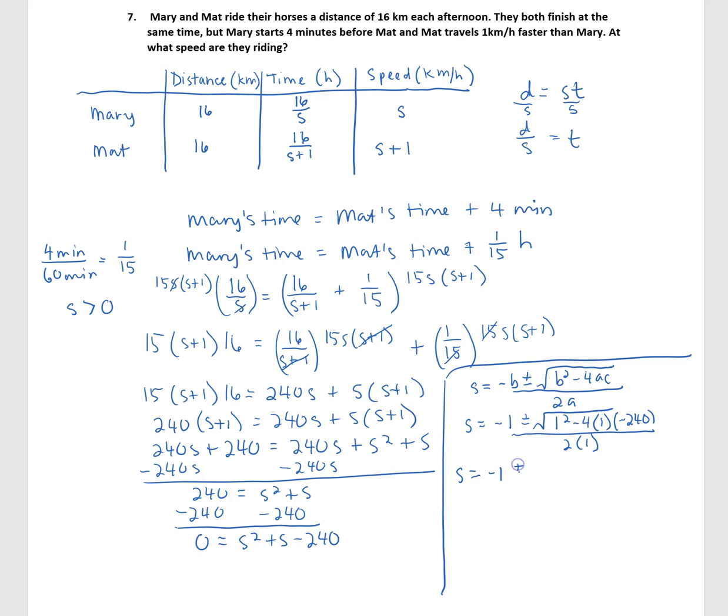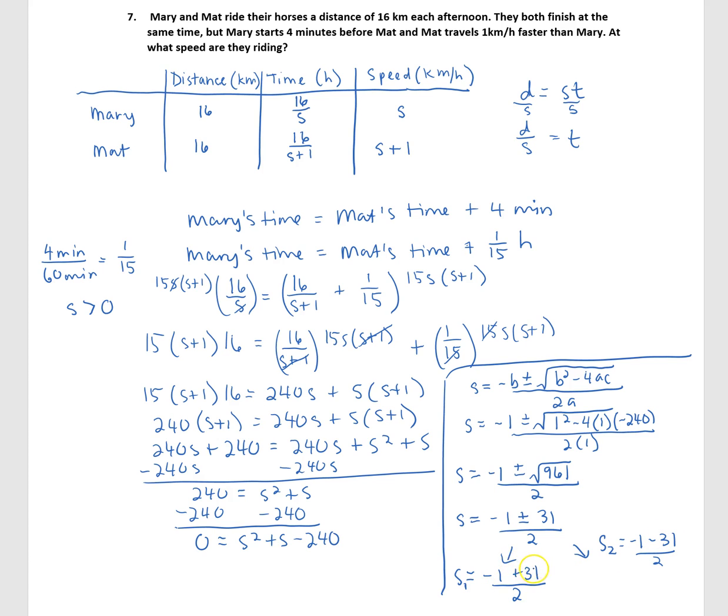If we evaluate this out, 1 squared is 1, and negative 4 times negative 240 is a positive 960. So we have 960 plus 1, and that gives us a square root of 961 over 2. The square root of 961 is actually a nice number: it's 31. So we get negative 1 plus or minus 31 over 2. We split this into the two options: s1 equals negative 1 plus 31 over 2, and s2 equals negative 1 minus 31 over 2.